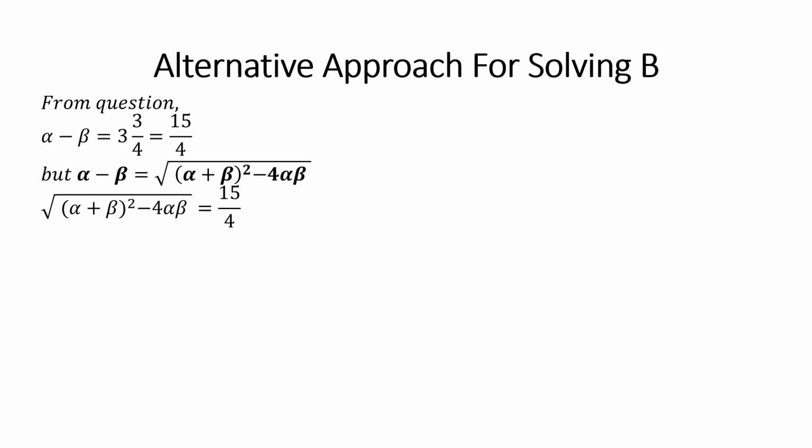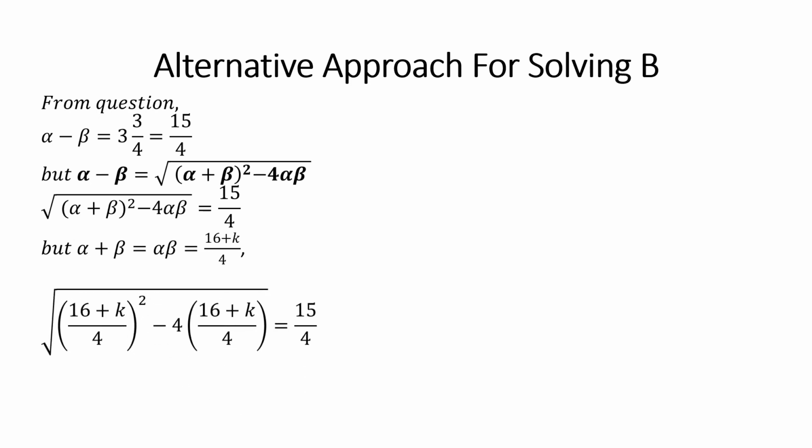And we've already found alpha plus beta to be 16 plus k over 4. And that's the same as alpha beta. Knowing that, we have to fix it or substitute into this equation. So we get root this is equal to 15 over 4. Now that we have this, we can see something here. And cancel this 4 and get 1. We take this 4 away. Straightforward.